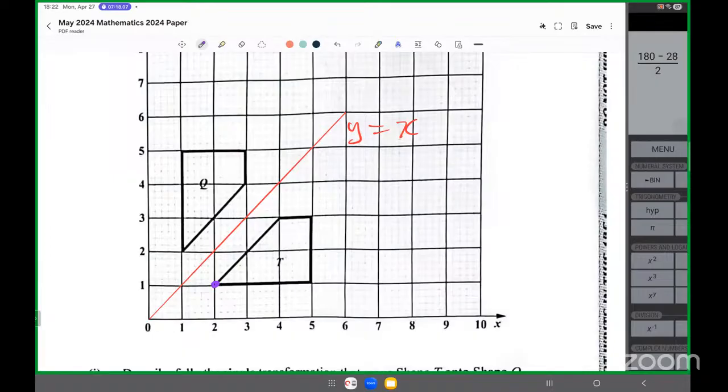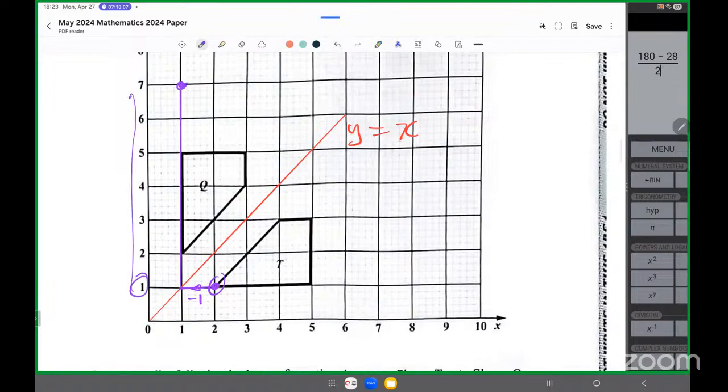So 1 unit to the left, which is right here. One unit to the left is this. And 6 units up. Let's count it off: 1, 2, 3, 4, 5, 6. So that point is coming up to here. 1 unit to the left, 6 up. From 1, you climb 6 up to 7, right? So this point is coming up to there.